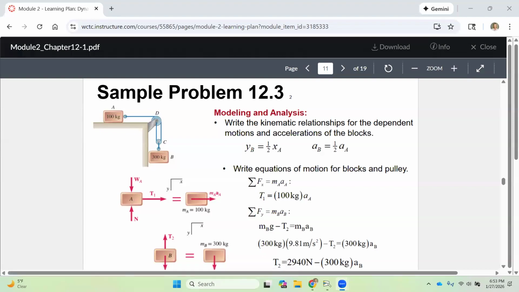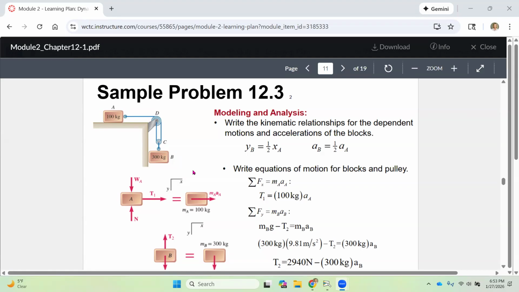Okay, so we're going to look at sample problem 12.3. Now, over on the left-hand side here, you're going to notice that we have two blocks. We have block A, which is 100 kilograms, and it is on a horizontal surface. And then we've got block B, which is 300 kilograms, and it is hanging down from the pulley arrangement that we see here.